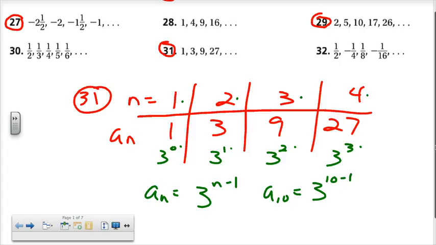So we need 3 to the 9th. Probably grab a calculator for that one. I don't know many people that would have that memorized. So the 10th term would be 19,683.